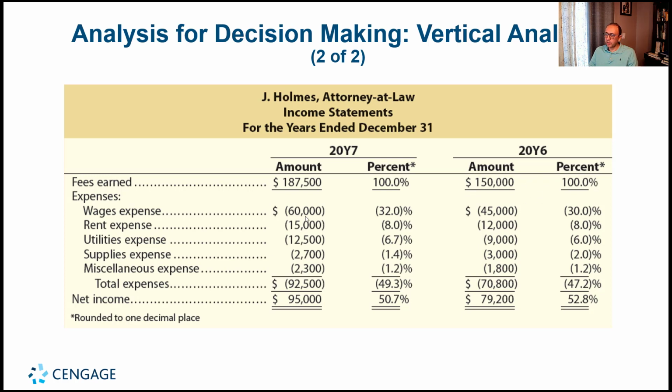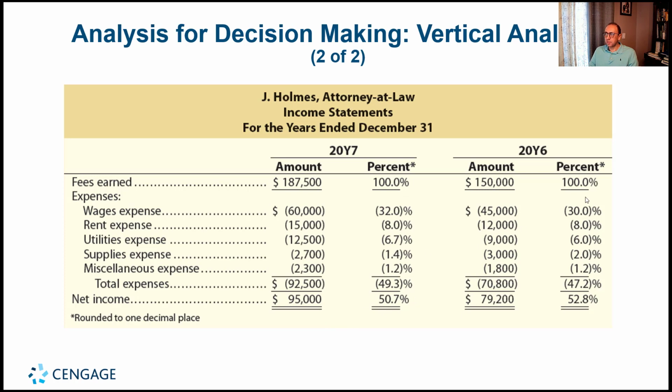And now we take each one of these accounts, like the wage expense, rent expense, utilities expense, and we divide it by the largest value, which is the fees earned. So let's say we take 60,000 divided by 187,500, and that's going to be 32%. 15,000 divided by 187,500, that's 8%, and so on. Net income, for example, which is an important number on the income statement, is 95 divided by 187,500, which is 50.7%. So 50% of our fees earned is translated into net income.